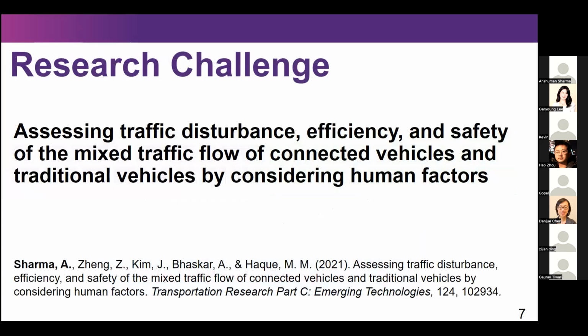Moving on to today's topic. Basically, as you know, connected vehicles are coming, and within the foreseeable future, they have to coexist with traditional vehicles. So it's important to understand that when we have this mixed traffic condition, how that affects the efficiency, safety, and traffic disturbance in general.